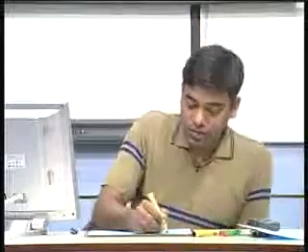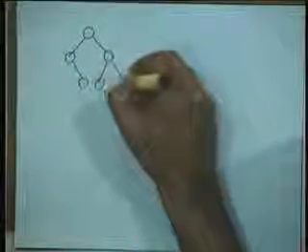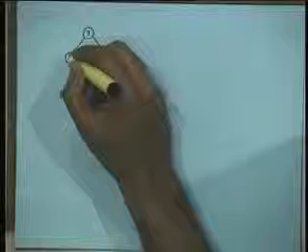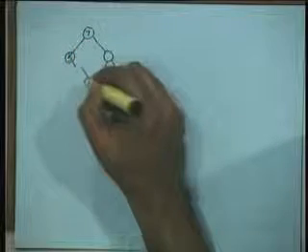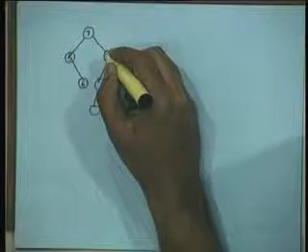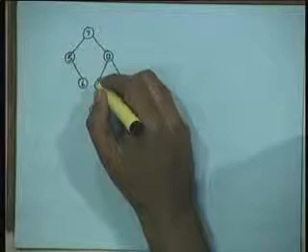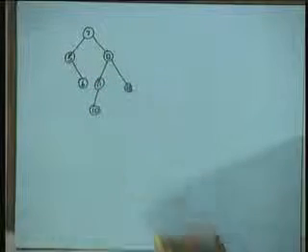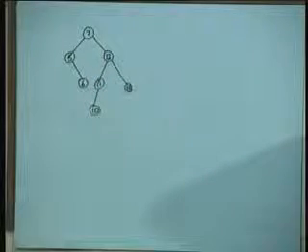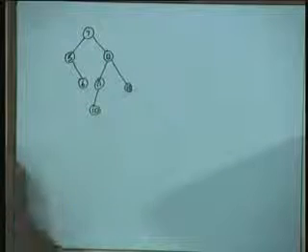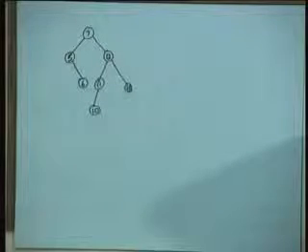Suppose I have a tree which looks like the following. I need to put in some keys so that this looks like a binary search tree. So let's put in 7, 5, 6, 12, 13, 11, 10. Is this a binary search tree? Yeah? Okay.